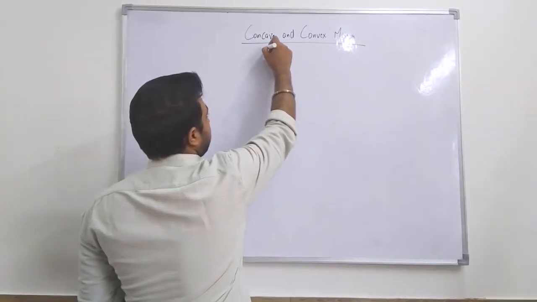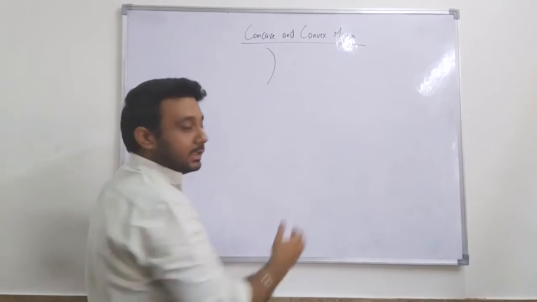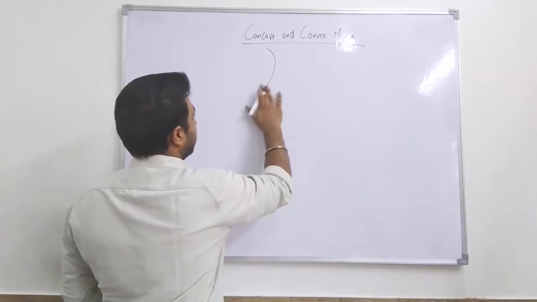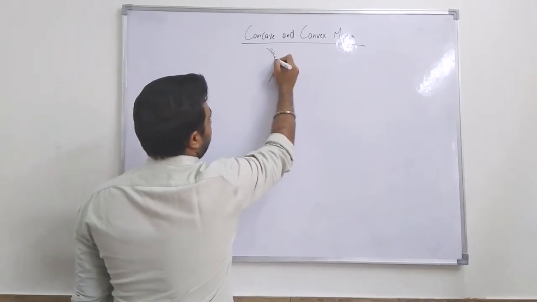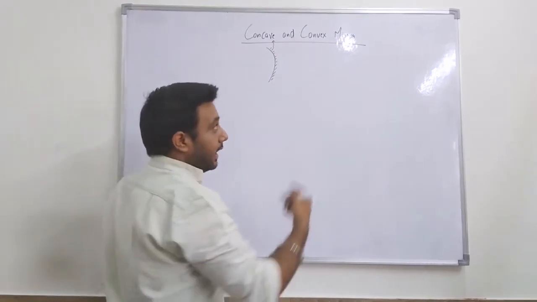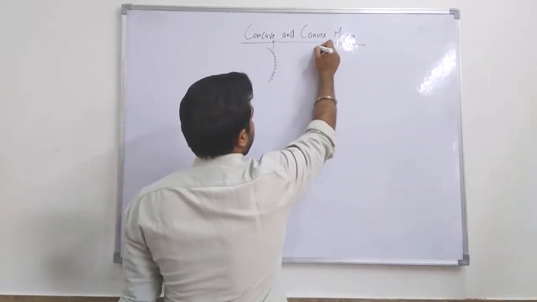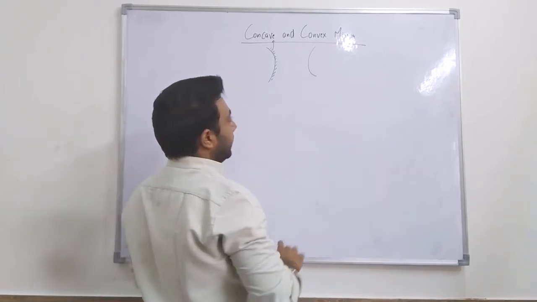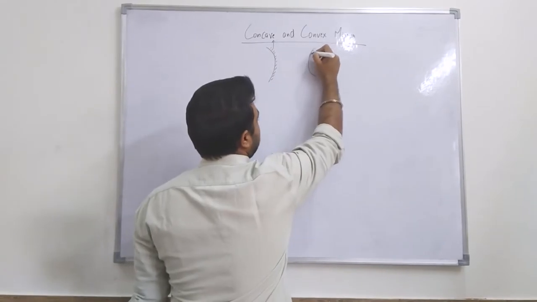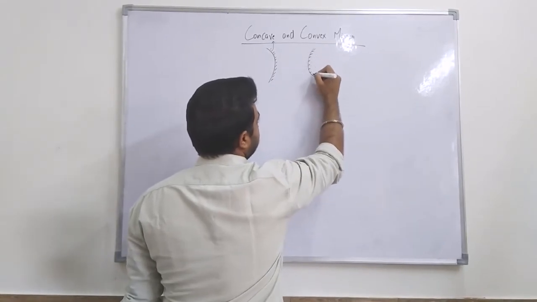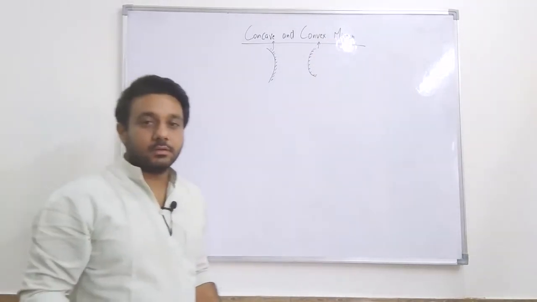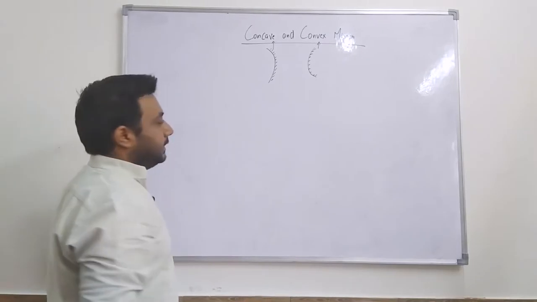Concave mirror. What is a concave mirror? A cave like this, which is painted outward, is called a concave mirror. And the second mirror, the convex mirror, is painted in the cave, like this. This type of mirror is a convex mirror.